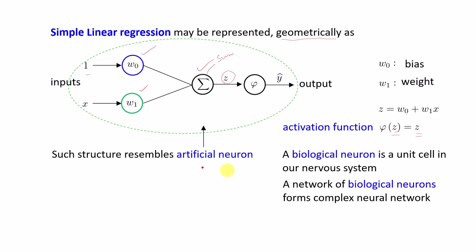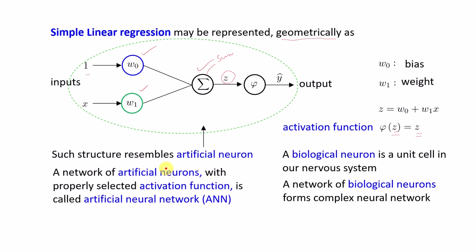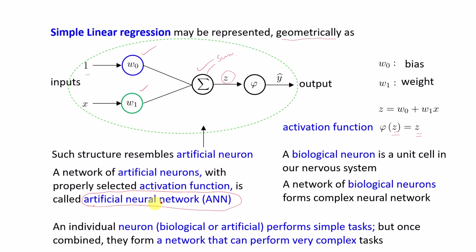signal processing. So in case of artificial neurons as well, you see that this is a single neuron and its task is very simple. But when we combine many such artificial neurons, and when we properly select an activation function, we create something we call an artificial neural network. And such artificial neural networks can perform very complex machine learning tasks, even though an individual neuron performs only very simple tasks like what we have seen here.